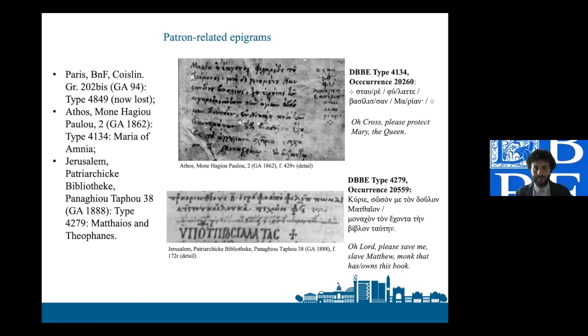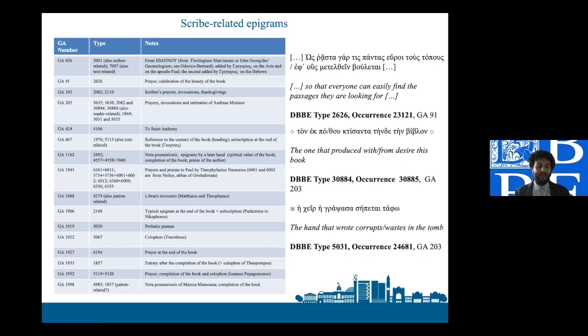The next category of epigrams that I'm discussing with you today includes a series of prayers, invocations, and thanksgivings that can shed a little more light on the scribal activity. For example, in my PowerPoint, I decided to put this type 2626 found in the manuscript Gregoriana 91, where the scribe says that he added the following table. We don't know exactly which table he's referring to, but it can probably be either the table of the metrical titles of the Acts or the table with the metrical titles of the Pauline epistles, because this epigram is added within the paratextual apparatus in order to help the reader easily find the passages, the topoi, that he needs to check.